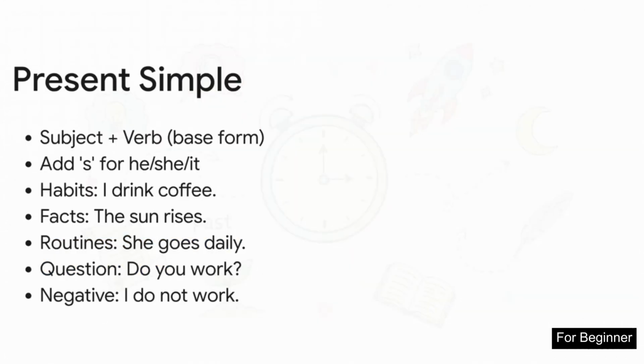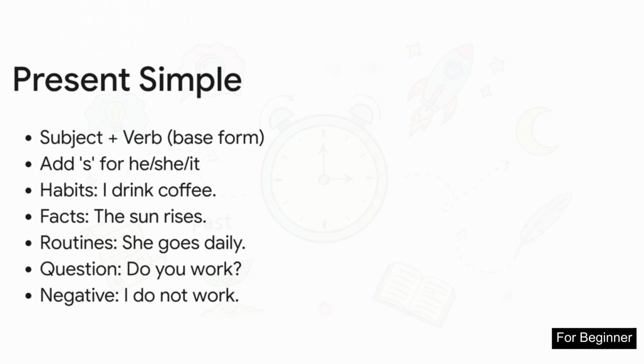So let's look closer at the present simple. The rule here is incredibly straightforward. You just take your subject and add the base form of the verb. We use this all the time for habits, facts, and daily routines. For example, I drink coffee every morning. The only tiny catch you have to remember is to add an S for he, she, or it. So he works or it rains.